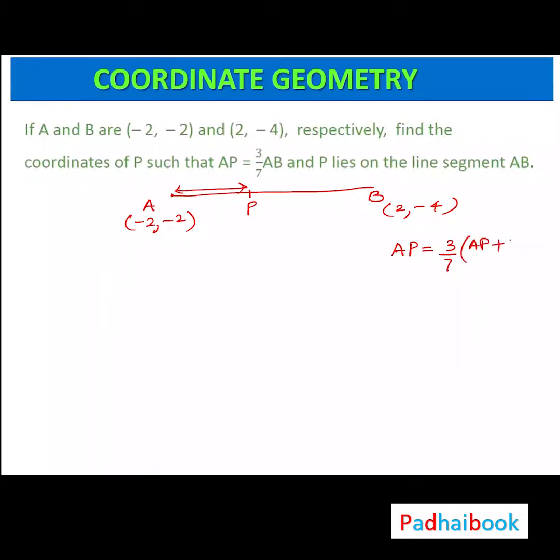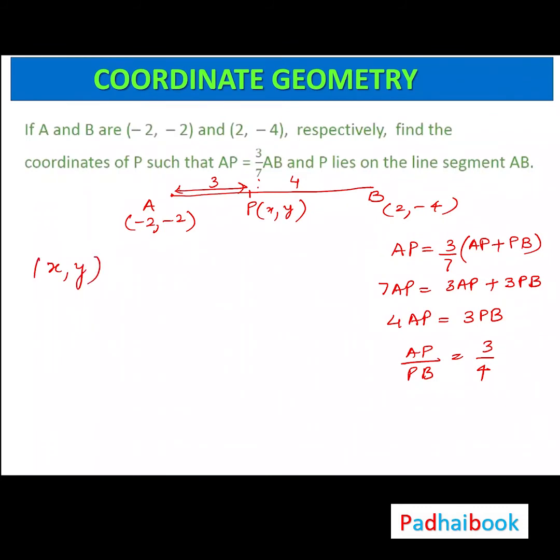AB can be written as AP plus PB, right? So cross multiply: 7 AP is equal to 3 AP plus 3 PB, which means 4 AP is equal to 3 PB, and that tells you the ratio AP by PB is 3 by 4. So the ratio is now 3 is to 4. I can easily find the coordinates of the point P using the section formula.